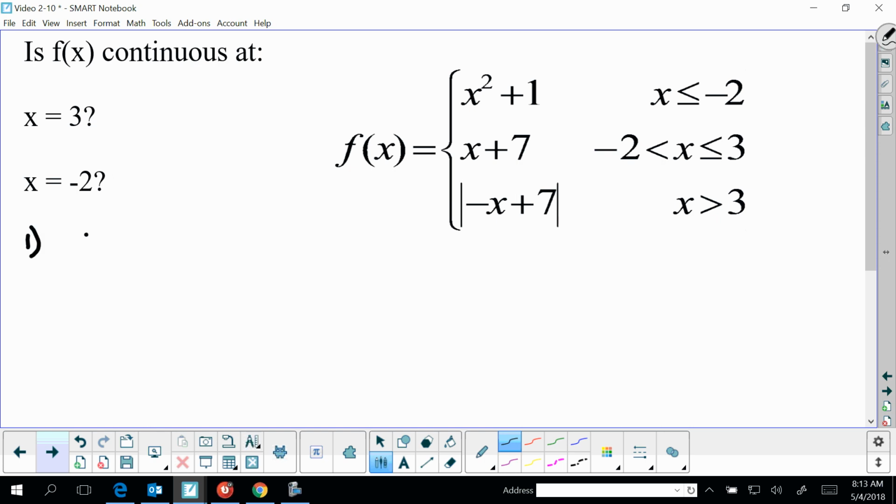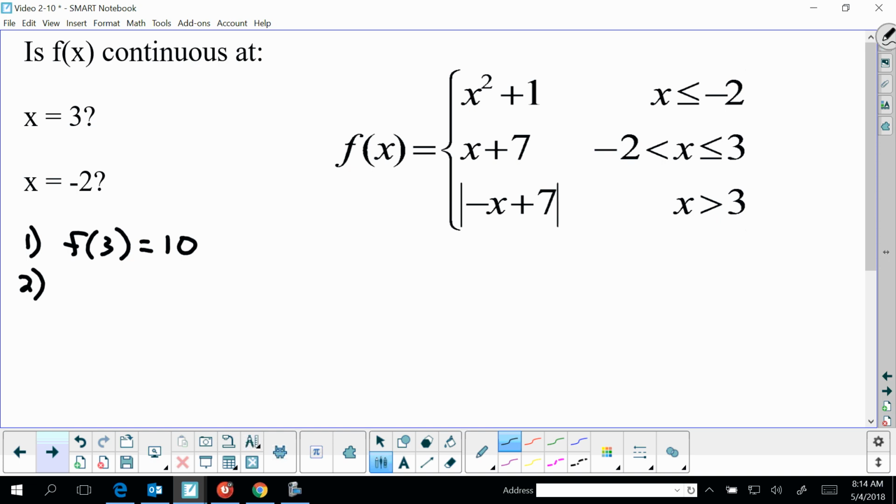So our first step, we want to see what does f of 3 equal. So f of 3, that's going to be the middle function, because that's when x is less than or equal to 3. 3 plus 7 will give us 10. If that gave us, it does not exist, so like it gives you a 0 in a denominator or something, immediately then we are done and know it's discontinuous. But that worked out, so we'll go on.